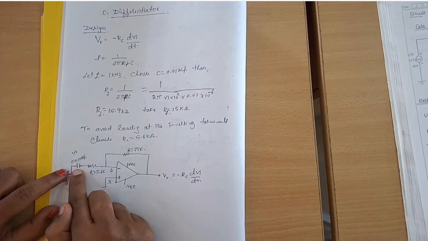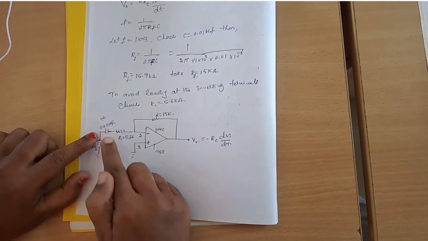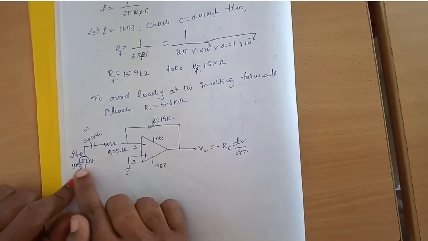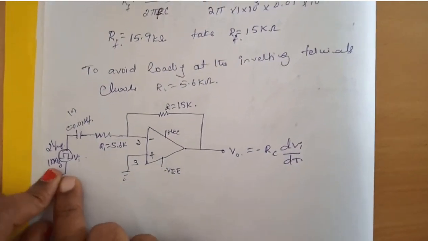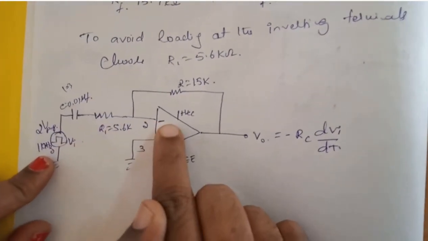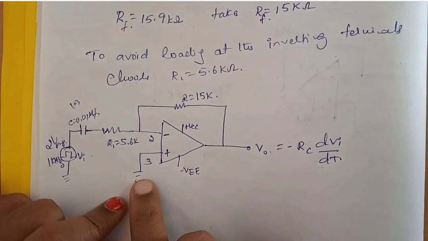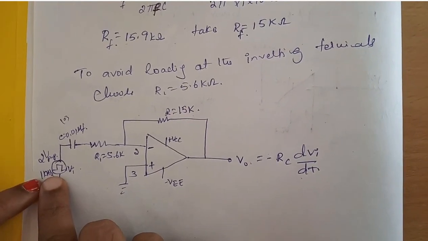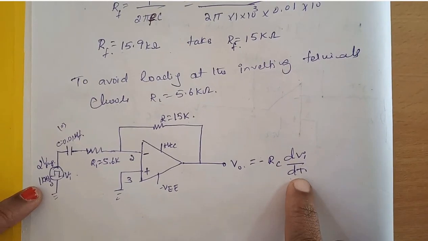So connect C in series with R1, 0.01 microfarad, and the input is given to the inverting terminal. The input is a square wave, 2 volts peak to peak and 1 kilohertz frequency, which is given to the inverting terminal of the UA741 op-amp, and the non-inverting terminal is grounded. The output will be the differentiated input, that is minus RC into dVi by dt.